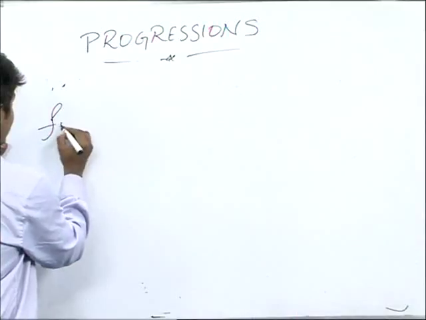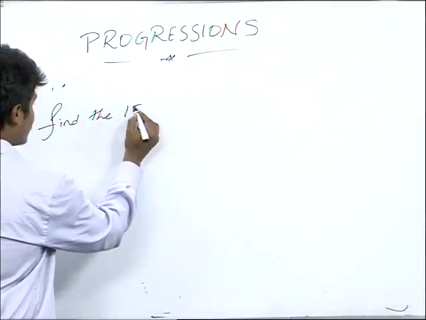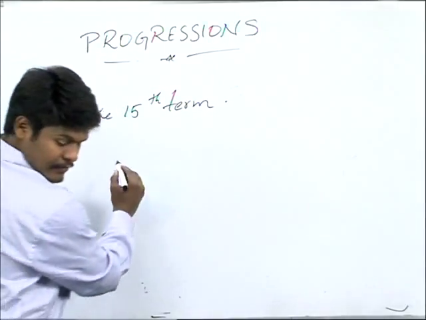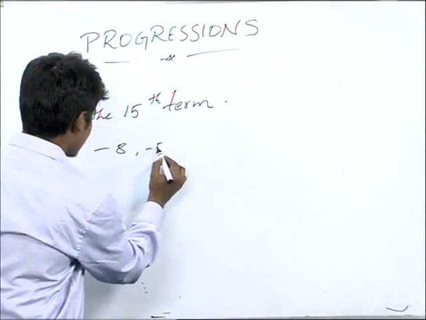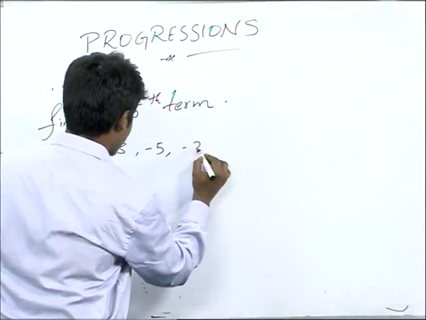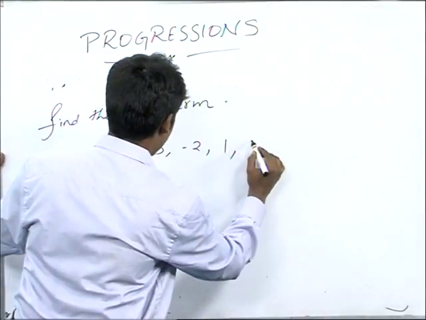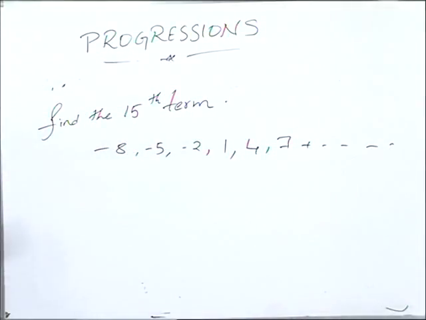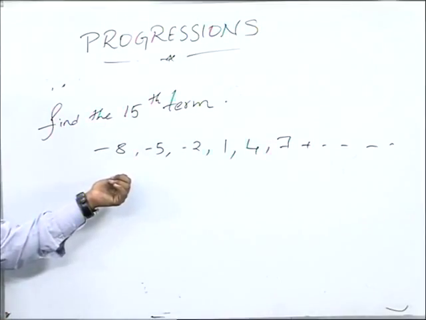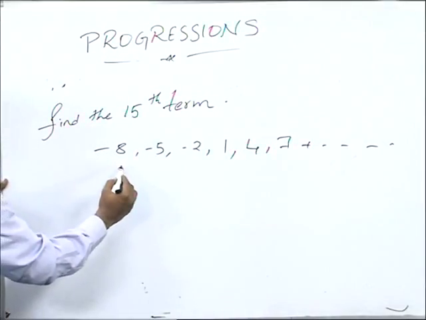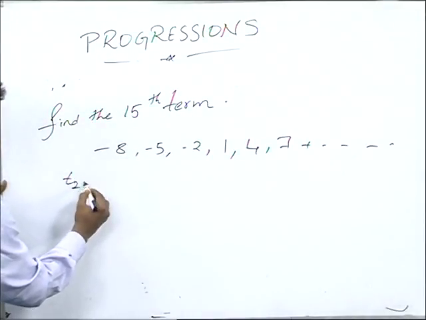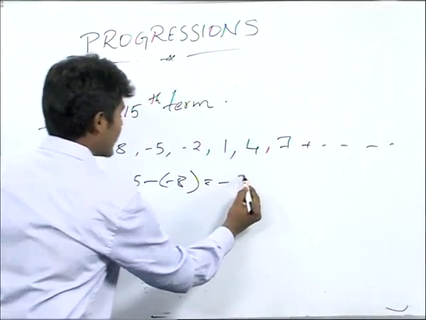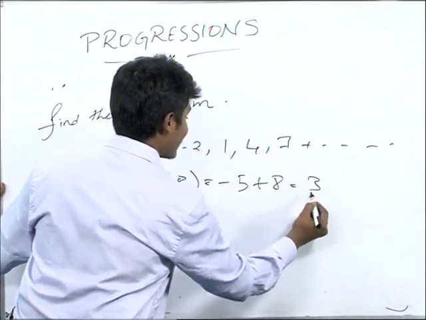Find the 15th term for the series, and so on. See, observe this series carefully. Here we can find that if we subtract the first term from the second term, it would result in minus 5 minus of minus 8, which is minus 5 plus 8. That would result in a value of 3.